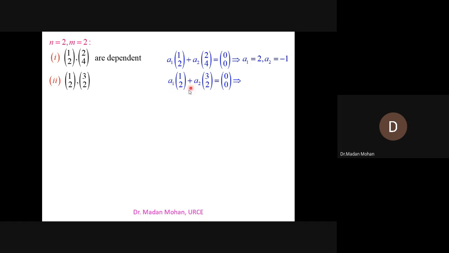When a1 and a2 are 0, automatically it holds. We try to get non-zero values. Here it is impossible to get non-zero values for a1 and a2. a1 and a2 should be 0. Why it is impossible, I will explain later, please. I want to explain just the definition. So whenever a1 x1 plus a2 x2 equals the zero vector, then both scalars should be 0. It means none of the vectors can be expressed in terms of the other, which means they are independent.